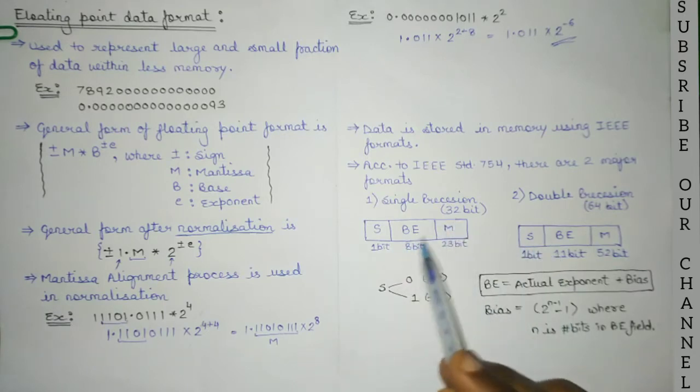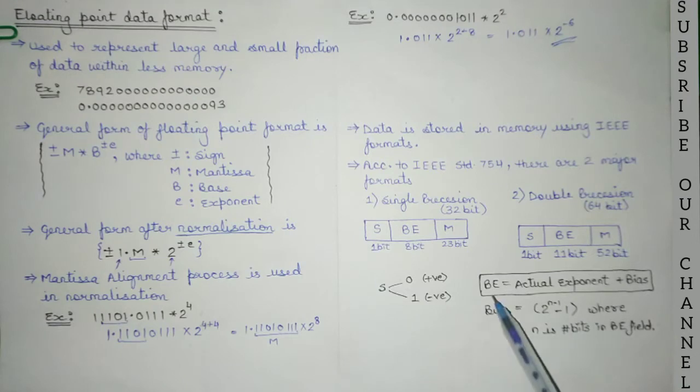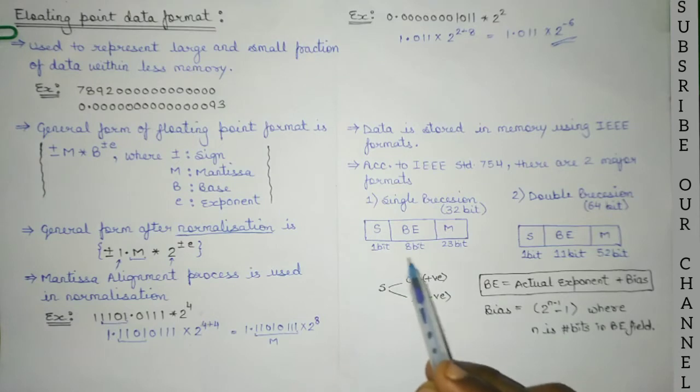So if you are talking about the 32-bit format, this n will be 8. If we are talking about the 64-bit format, then this will be 11, right? So we can find out the bias. So if we are storing a particular value, we have to find out the biased exponent, and biased exponent is equal to actual exponent plus bias, where the actual exponent will be given with the data, and this bias can be found out using the number of bits reserved for the biased exponent, right?